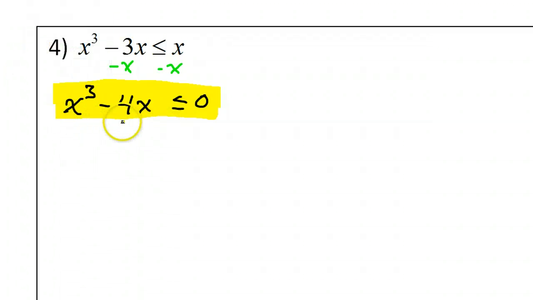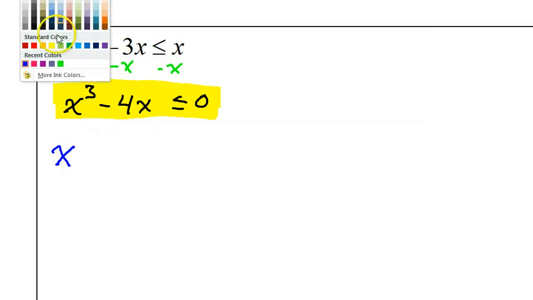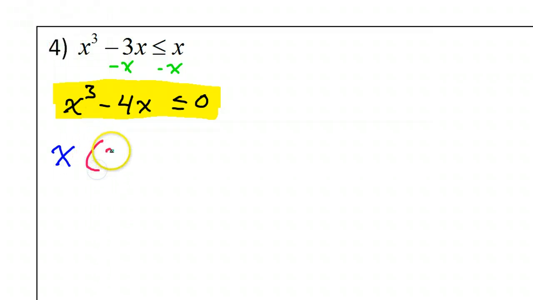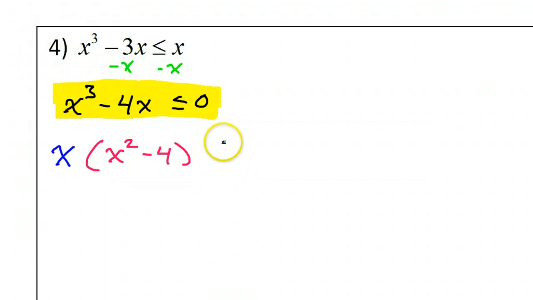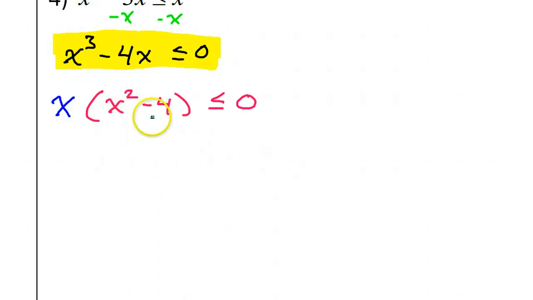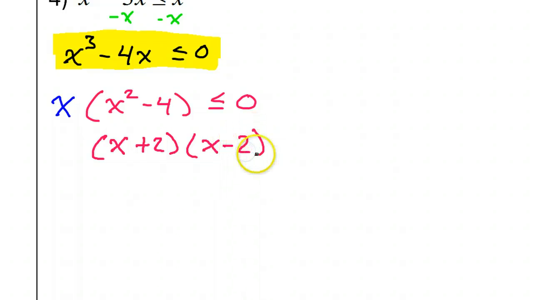Okay, so let's try to factor it, alright, because I see we do have a common factor of x, so let's pull that out. If I pull out a common factor of x, that leaves behind x squared minus 4. So x squared minus 4 is less than or equal to 0. Now this will factor further. This is the difference of two squares, so x plus 2 times x minus 2 less than or equal to 0.